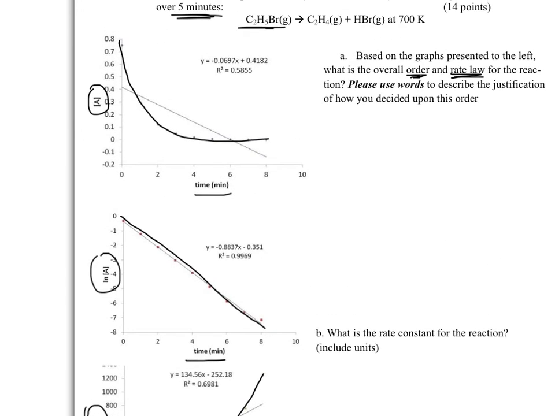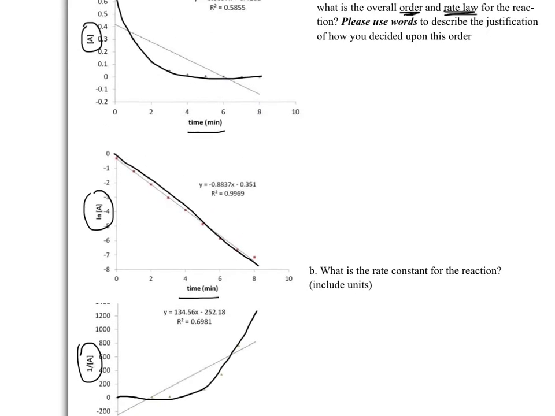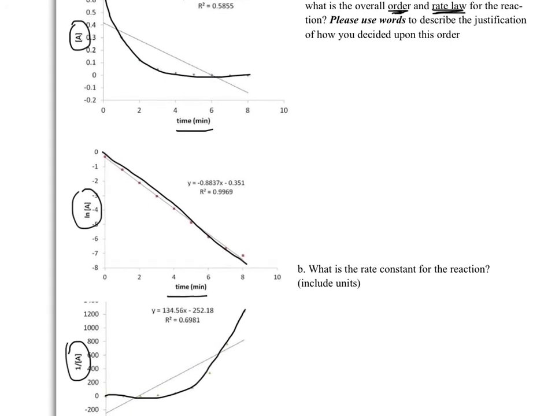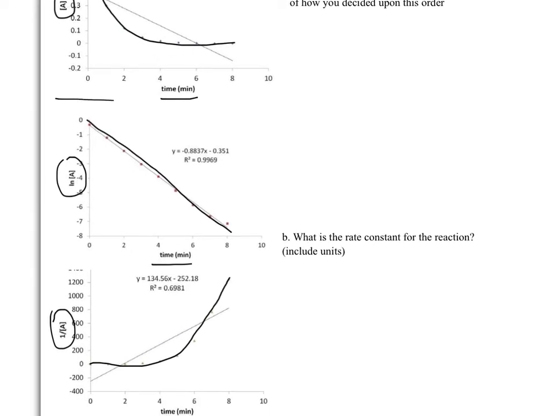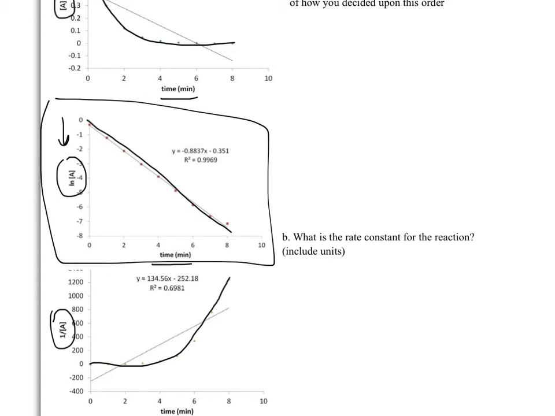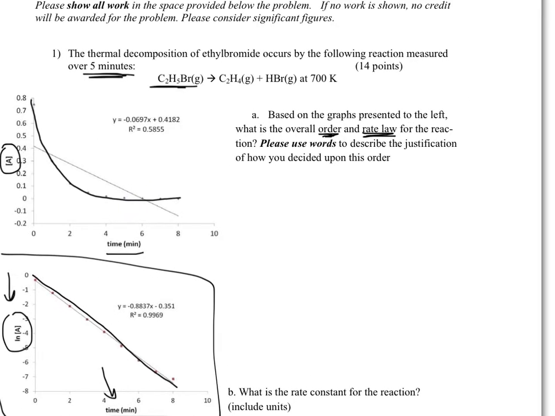So the one treatment of the data that makes a line from the points is indeed this one. And so when we look at the integrated rate law for a first order reaction, we're plotting the natural log of the concentration versus time. And so that means that this reaction is a first order reaction. We found out now, for the first part, it's first order because it produces that straight line.